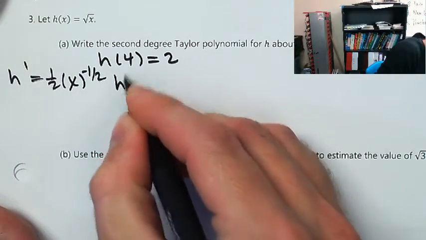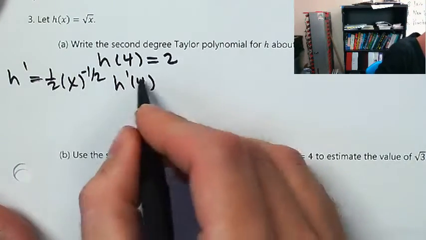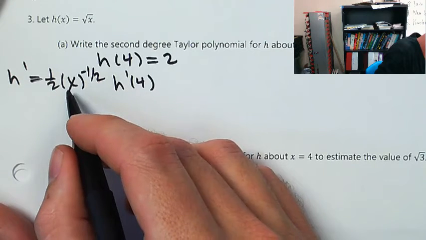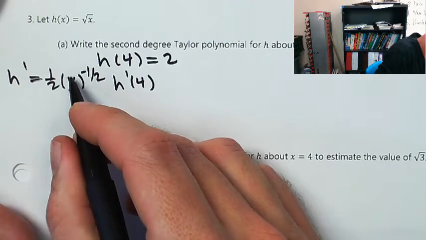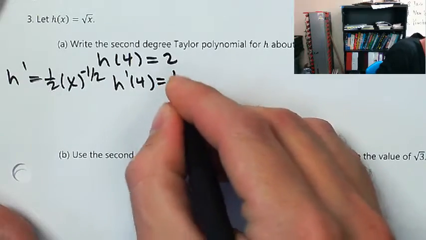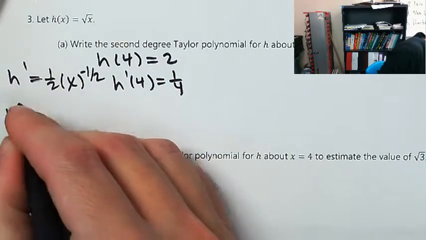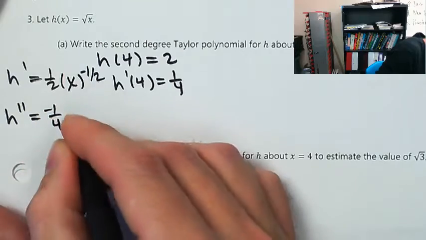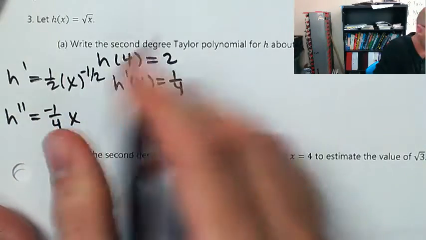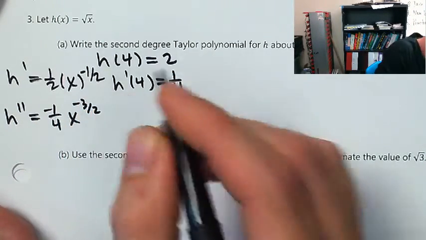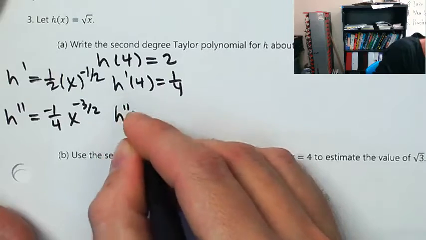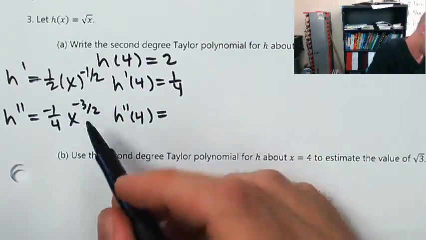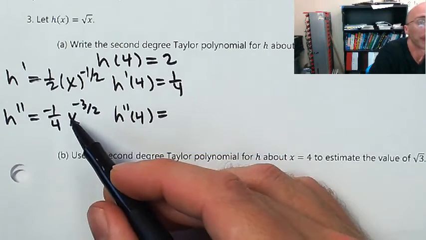and that would mean that h prime of 4 would be, all right, well, 4 to the negative half power is going to be 1 over the square root of 4, which is 1/2, so a half of a half is a fourth. And then h double prime is going to be negative half of half, which is negative 1/4, x to the, subtract 1 from the power, that's going to negative 3/2. And so h double prime of 4 equals, all right, well, what we're going to do is we're going to take the half power first, right, when we plug in that 4.